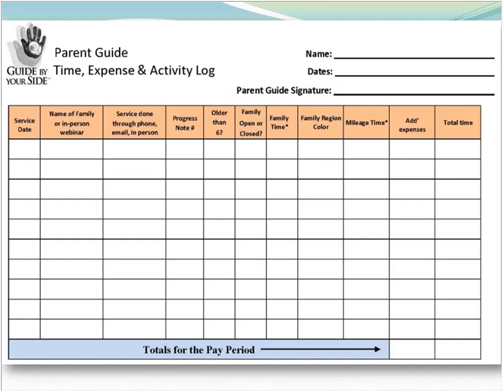Family file open or closed. If you're continuing to work with the family, it should be open. If this is the last time you're working with the family, then you would say closed. If it's a training, obviously you don't fill that in. Same thing for progress note and older than 6. You just put a line through those boxes.